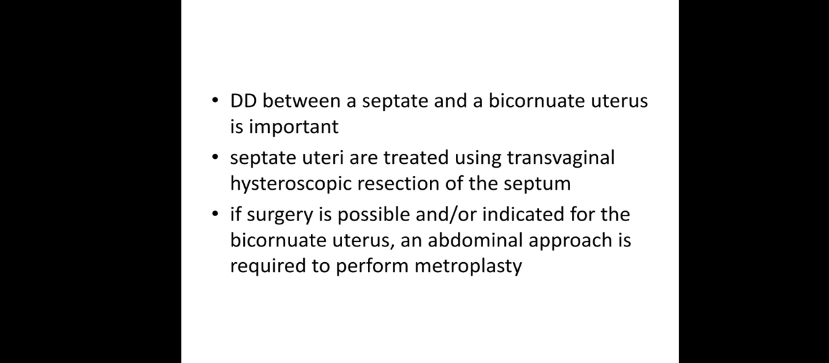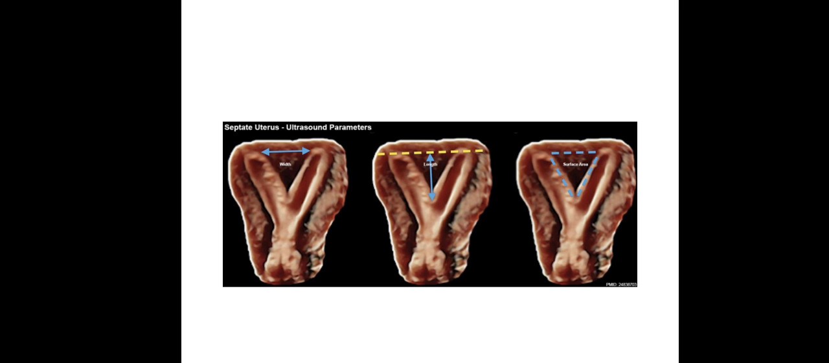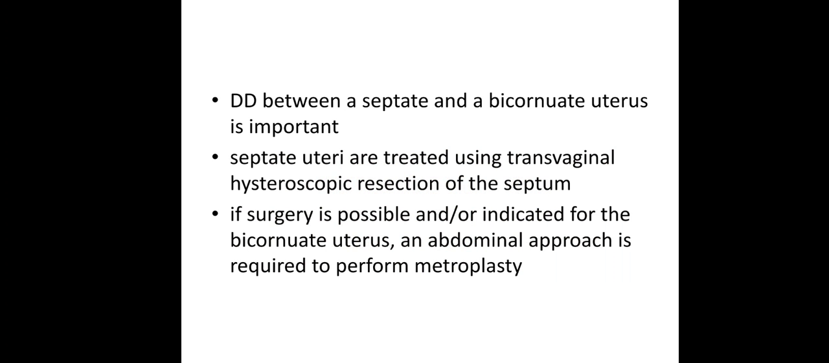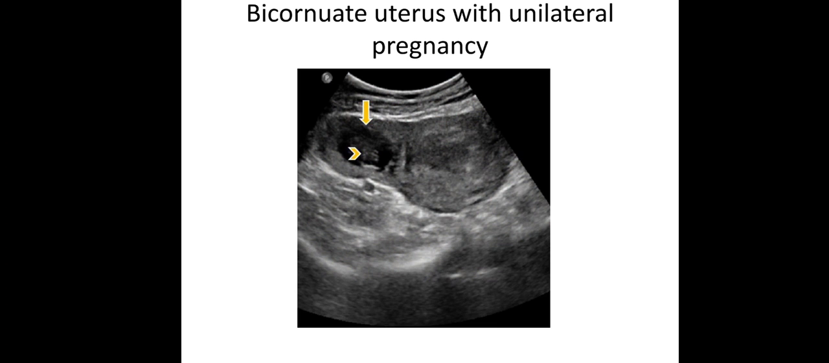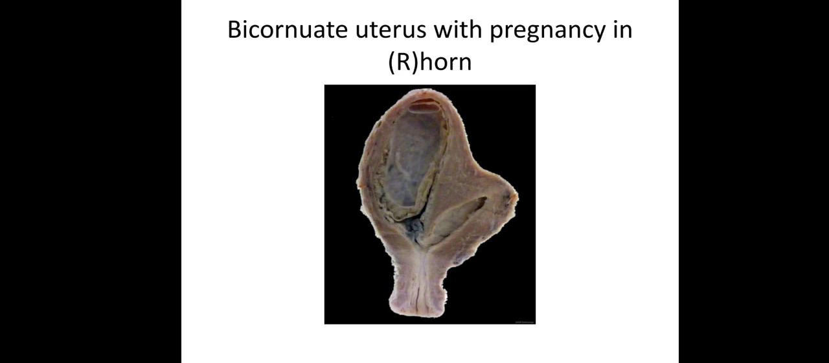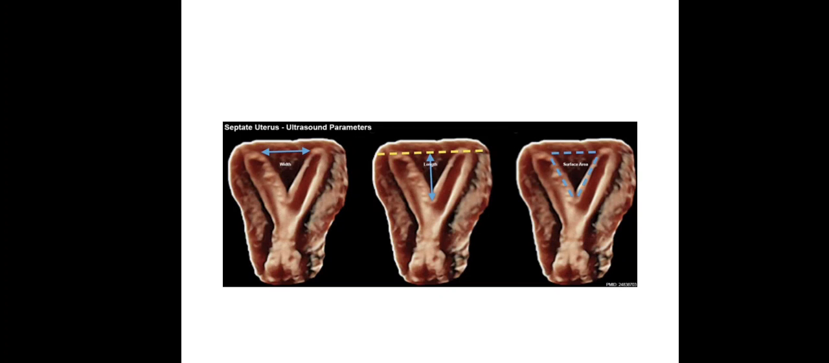Now, in the differential diagnosis, it's important to differentiate between septate and bicornate uterus because the treatment is different. For septate uteri, you have just a septum there, you just need to cut that septum. Everything else is perfect. If you get rid of that septum, by and large it should be okay. Whereas in a bicornate uterus, if you cut that, you're just going to perforate through. You can't just cut that, because till where will you cut? You need to do a metroplasty.